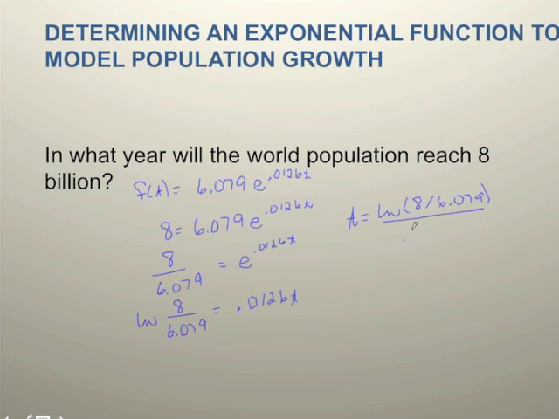all over 0.0126. When I grab my calculator, that turns out to be 21.8. So adding that on to the 2000, the world population will reach 8 billion in 2021 and 8/10 of the year. If you'd like to calculate that, 9.6 sometime in October, probably.